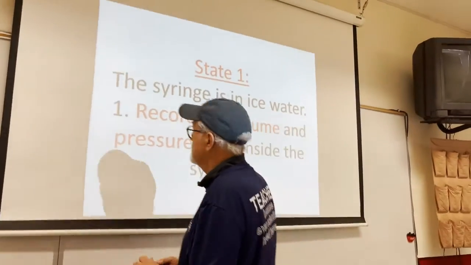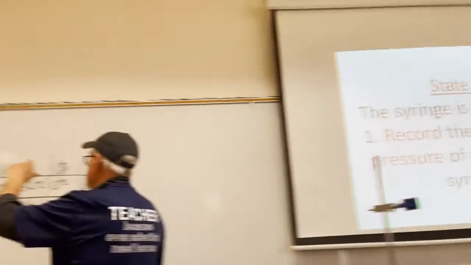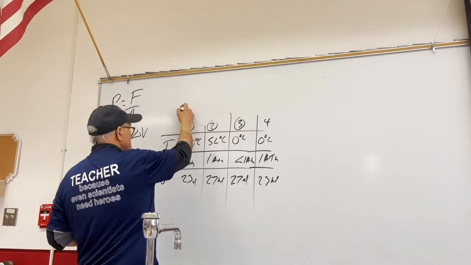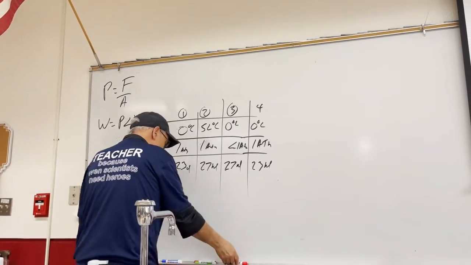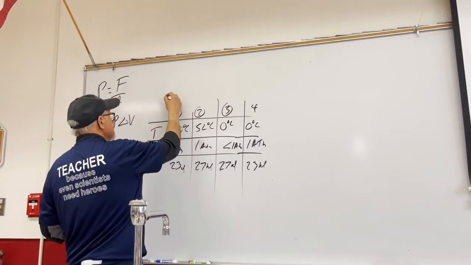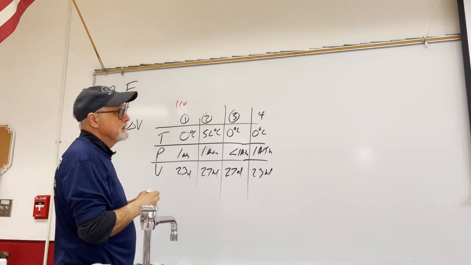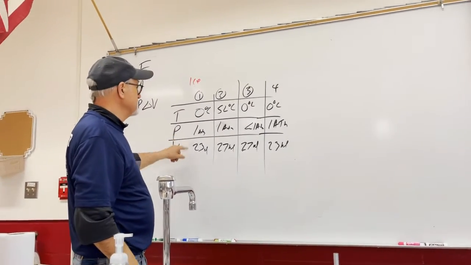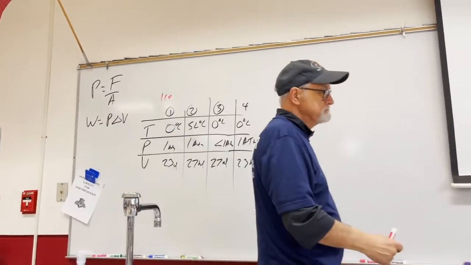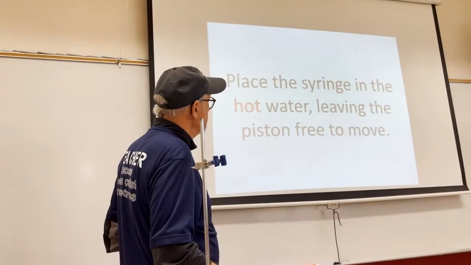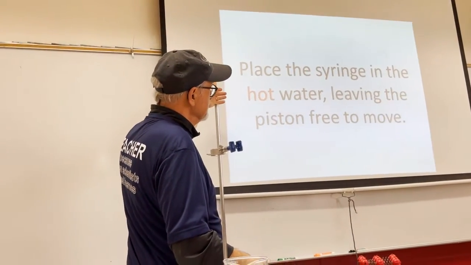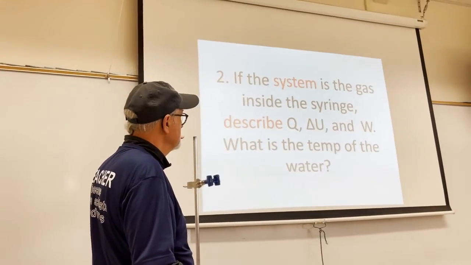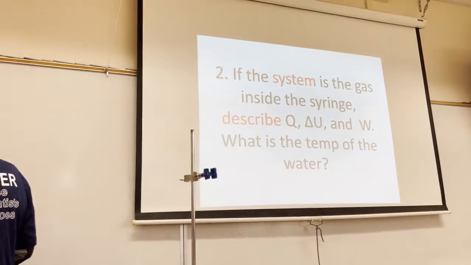Okay, state one was in the ice water. So let's see, this is ice, and we've got the volume, the pressure, and I also added the temperature. Okay, place syringe and leave the piston free to move. We've done that. State of the system of the gases. Describe the Q and W. What's the temperature of the water?